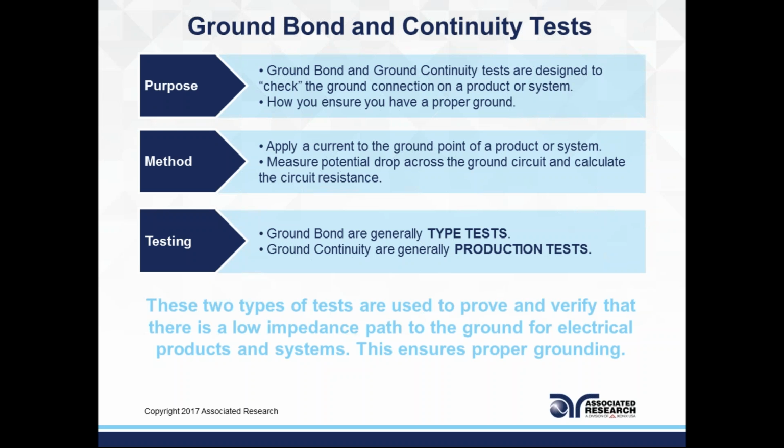When they were designing the product, they used good line cords. When they went to production, they bought cheap line cords. The customer was checking for ground bond during production, and they were able to catch the fault before they shipped out a lot of products with the wrong line cord. So again, generally the ground bond test is during type testing, which is also called the prototype testing phase, and continuity is generally left for production testing.